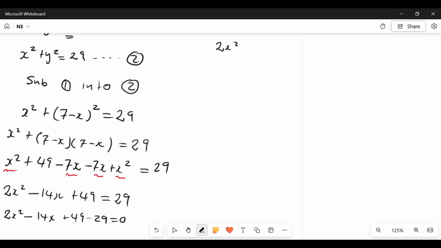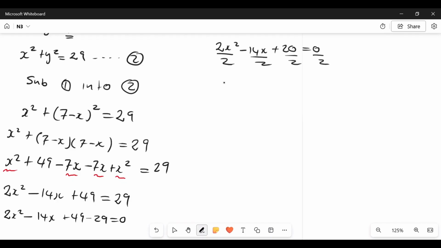We have 2x squared minus 14x. And then 49 minus 29. This is going to give us plus 20. All this is equaling to 0. So as you can see here, we have the common factor, which is 2. So we can divide by 2 throughout here. Divide by 2 each and every term.